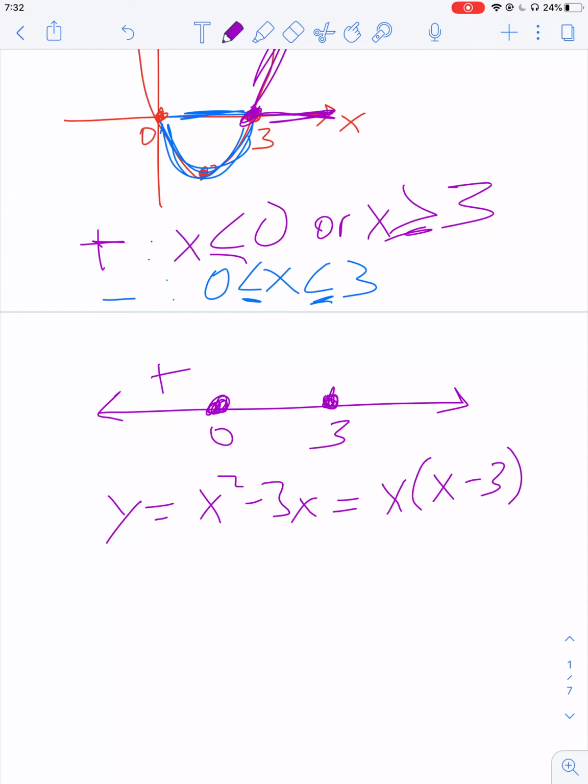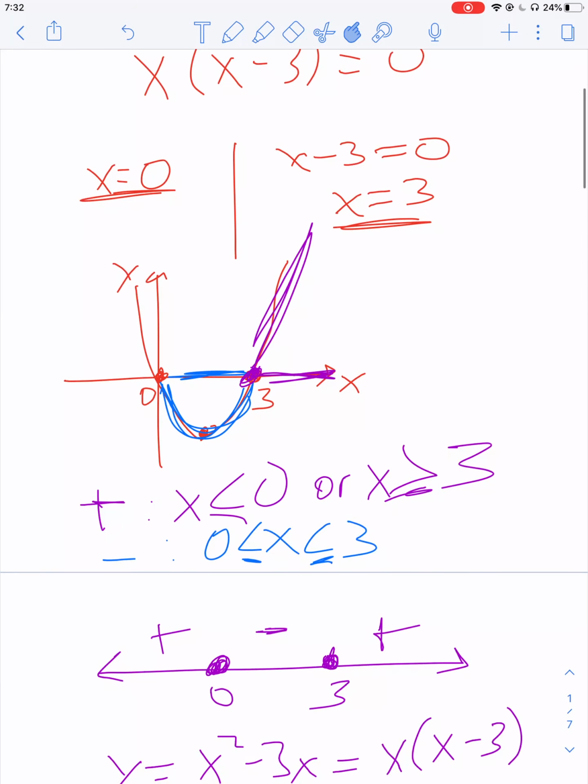And if you pick a number between 0 and 3, let's just say 1, this is positive, but 1 minus 3 will be negative 2, which is negative. So positive times negative will make this negative. And then finally, if you pick a big number, let's say positive 100, this would be positive. 100 minus 3 will also be positive. So positive times positive will be positive. Okay, so if you like the number line better, you can do that. Or if you want, you can just draw the graph and figure it out by looking at the picture, however you want to do it.